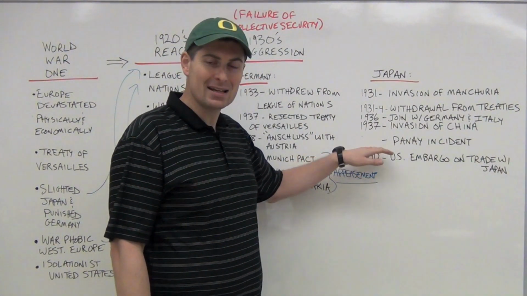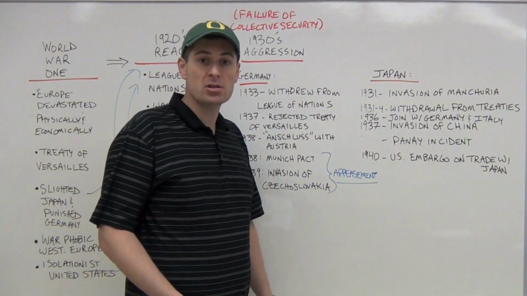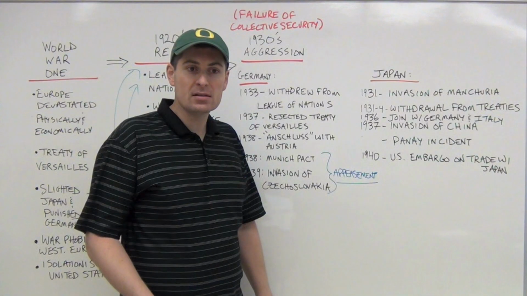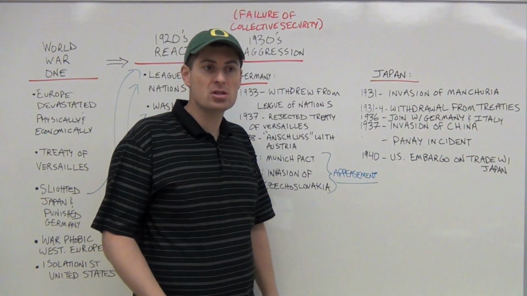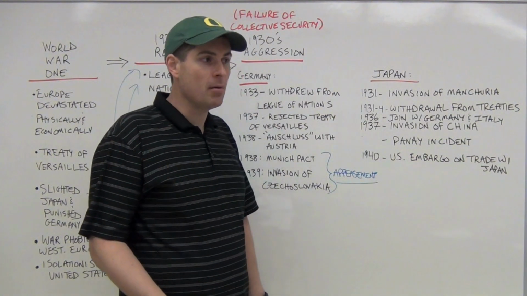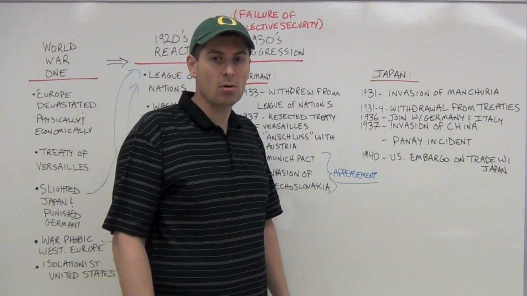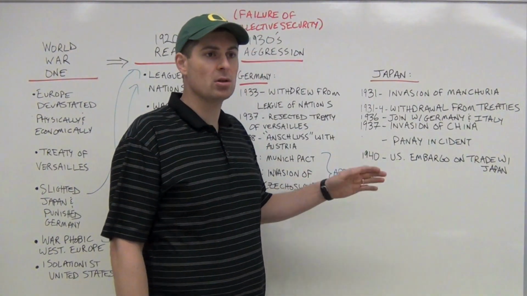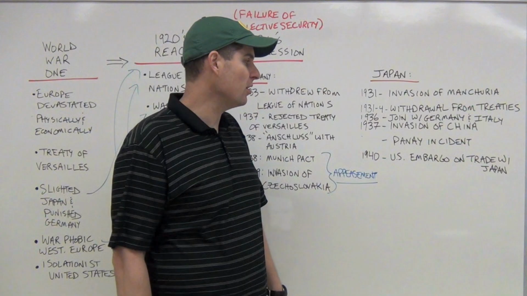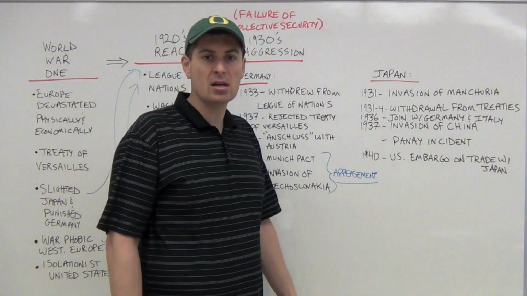The Panay incident. Basically, the Japanese fire on a U.S. ship, and they kill Americans. And they damage the ship. And Americans are starting to get mad. But again, Americans aren't interested in going to war either. And so when Roosevelt basically starts to look at the polling numbers and how Americans feel, he decides to just accept the Japanese offer of apology and some money.